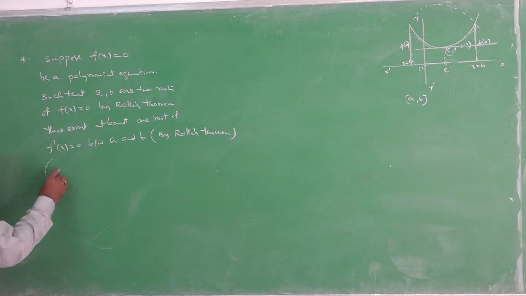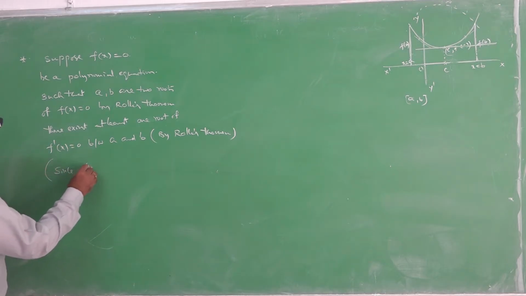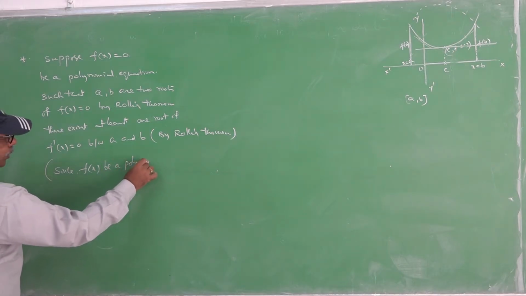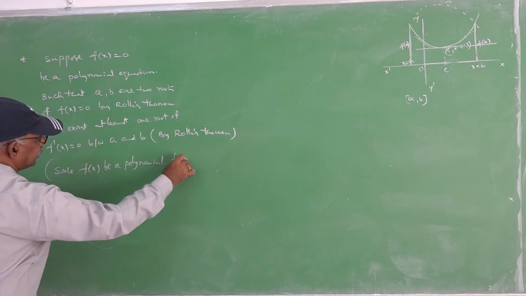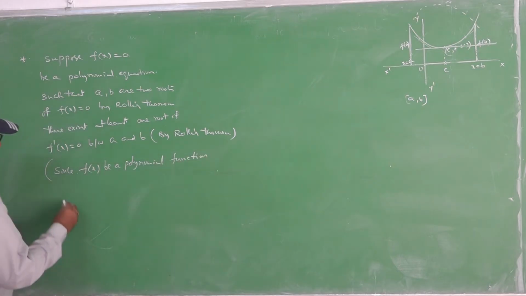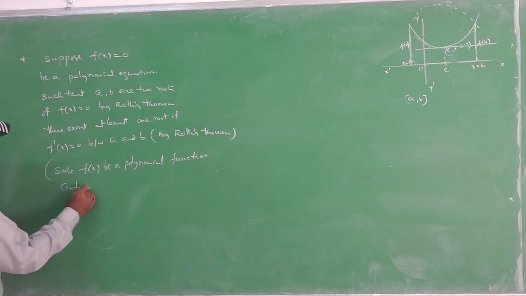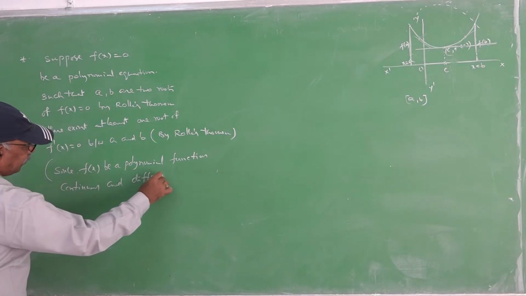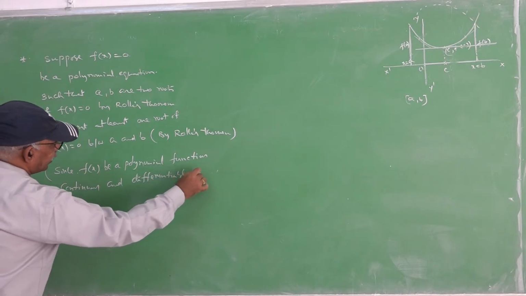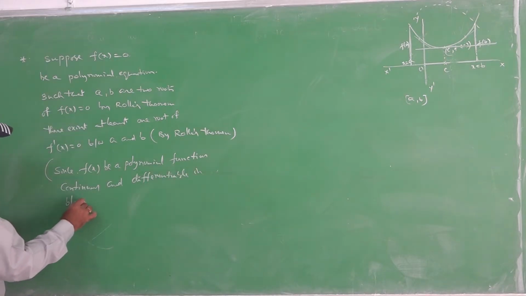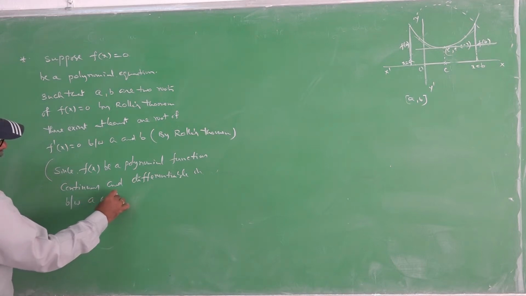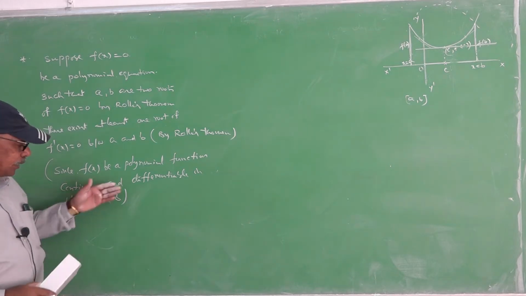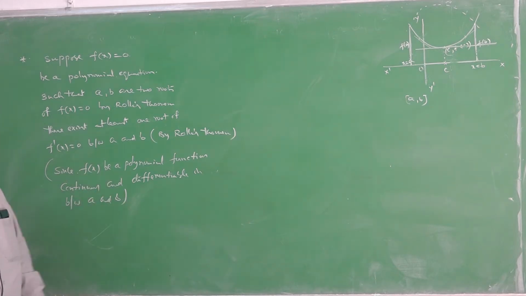Since f x is a polynomial equation, a polynomial function, it is continuous and differentiable in between the roots a and b. The polynomial function is continuous and differentiable everywhere. Hence, it is continuous and differentiable in between a, b also.